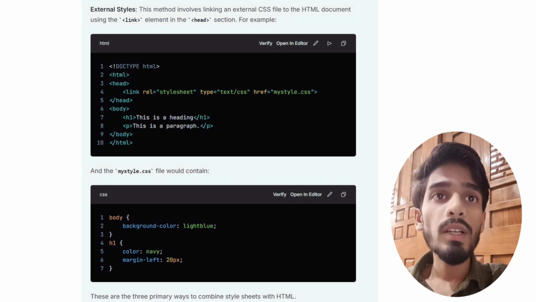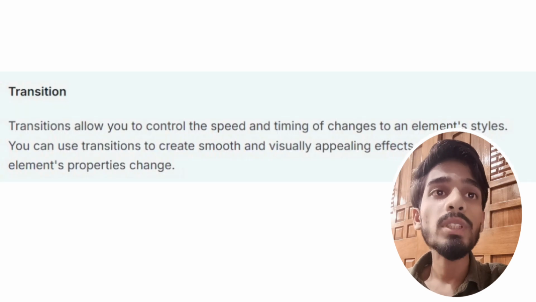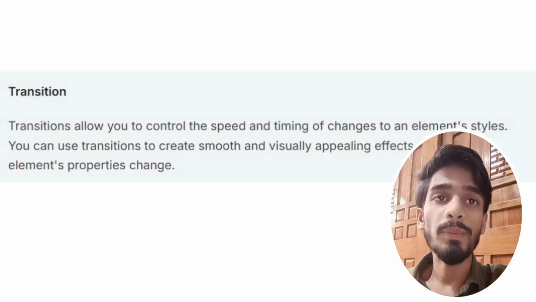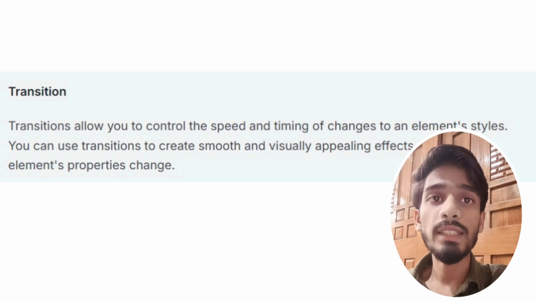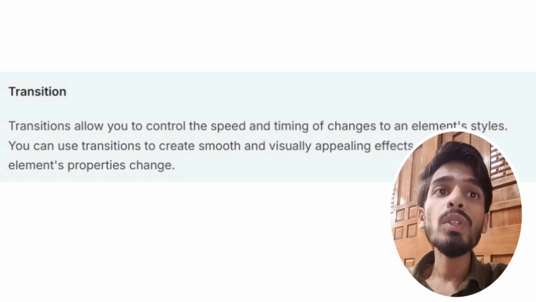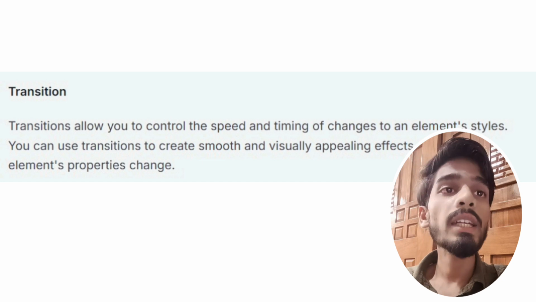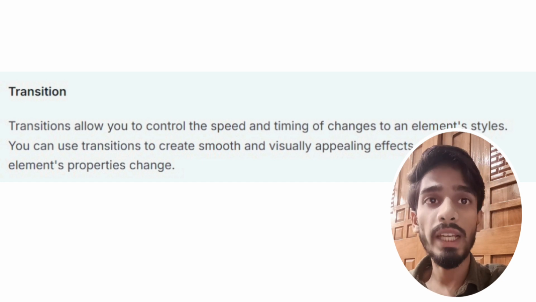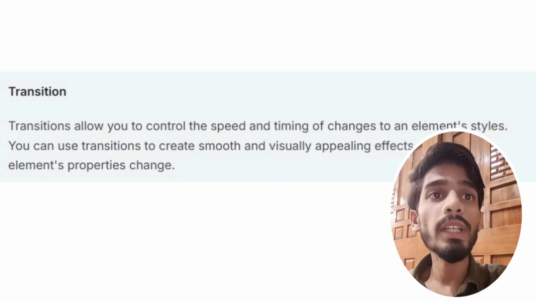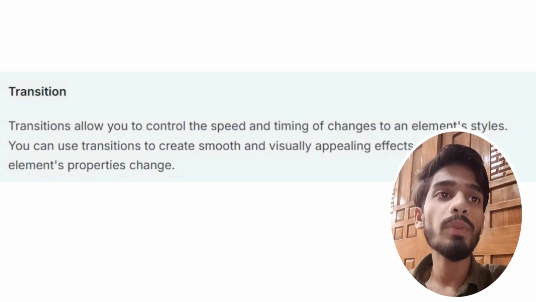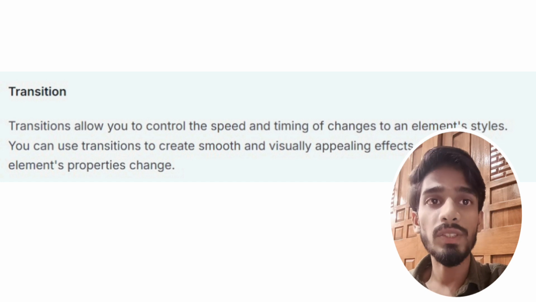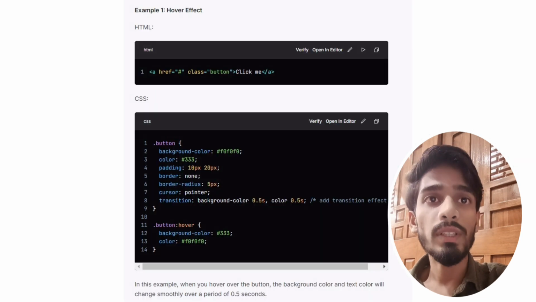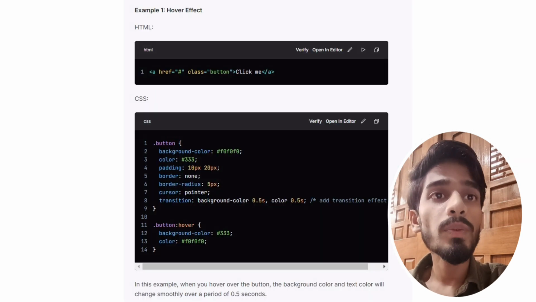Next, we will see some examples of transition and animation. First of all, what is transition? Transitions allow us to control the speed and timing of changes to an element's style. We can use transitions to create smooth and visually appealing effects when an element's properties change. For example, hover effect. This is an example of HTML, and this is the CSS file.